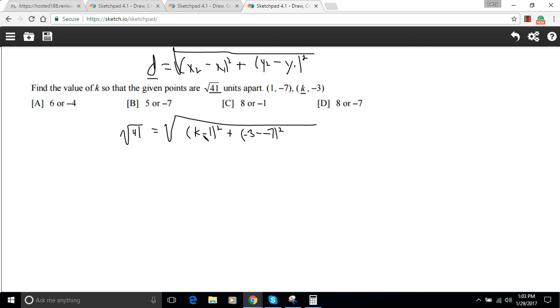Okay, now we need to simplify what's in these parentheses. Let me take the y-coordinate first, because that's probably the easiest. -3 minus a -7, that's actually going to be like +7, so that's a +4. So this is 4 squared. What's this, though? (k minus 1) squared.